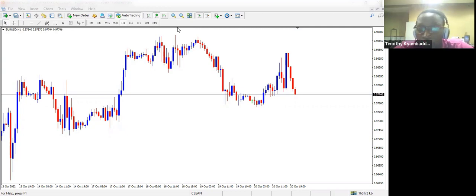So is there any particular pair you'd like us to use in today's example of using the stochastics? Please put in the chat or unmute yourself and let me know if there's any particular pair you'd like us to use as an example in our analysis, just to help all of us to understand better how we could use these oscillators, the stochastic, RSI, and parabolic SAR to make trading decisions.